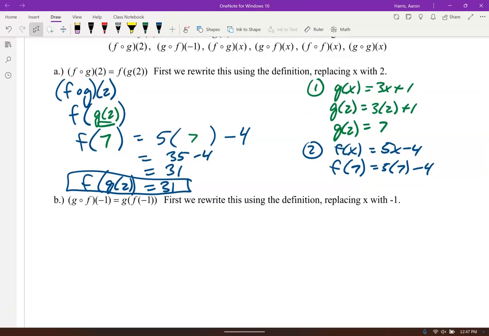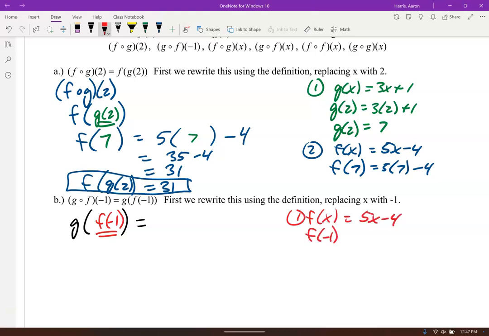Let's do g of f of -1. I'm going to go to the side. I know f of x is 5x minus 4. So f of -1 is -5 minus 4, which is -9.